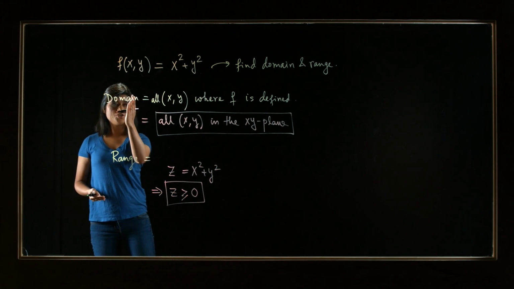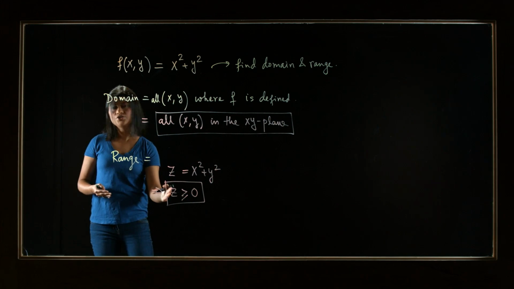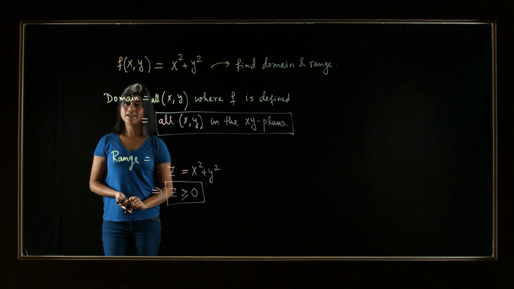So one more time, domain is all the xy values on the xy plane. Range is all positive z values.